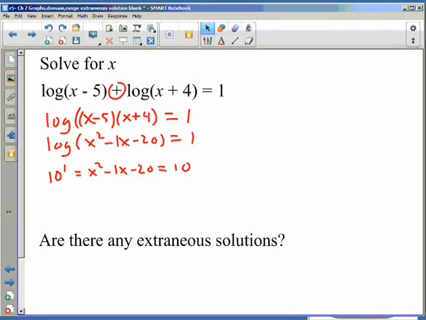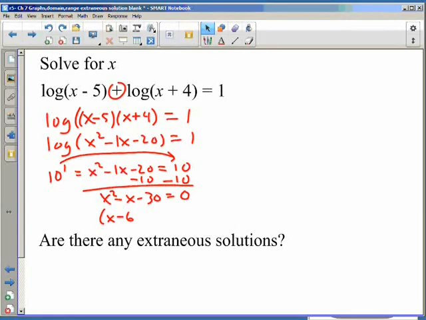Now, at this point, you might try to add 20. You got to remember when we do quadratics, best to have our equation set equal to 0, so we can either use the quadratic formula or factor. In this case, factoring should work. So I've got a quadratic set equal to 0. I can factor this as x minus 6, x plus 5. And then say that my solution, or solutions, is x equals 6 and negative 5.